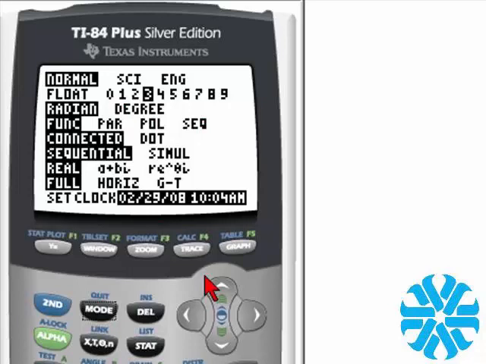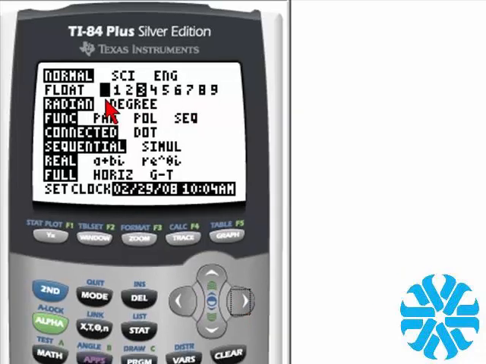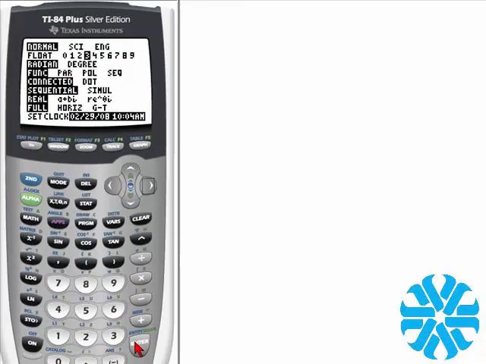So again, let's move our cursor down to the second line and then move it to the right. Now you can see it flashing on the 0, and that's what we want. So we will have to submit that by hitting enter. And let's get out of this mode.